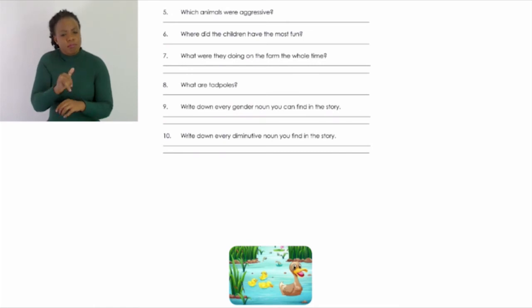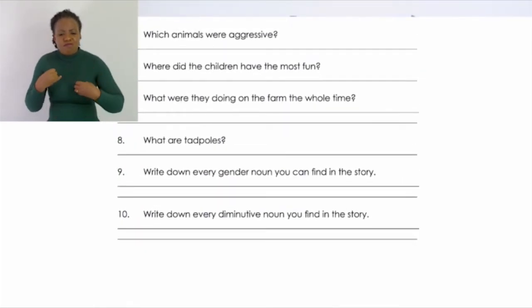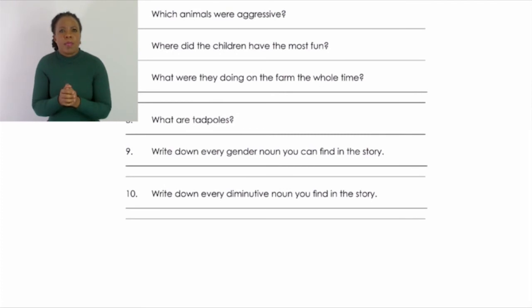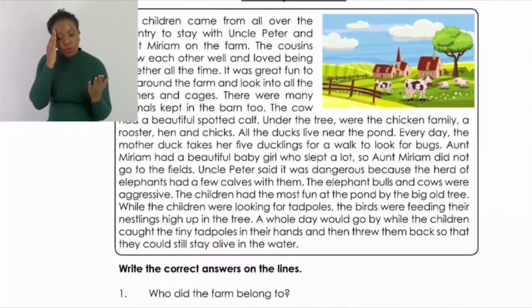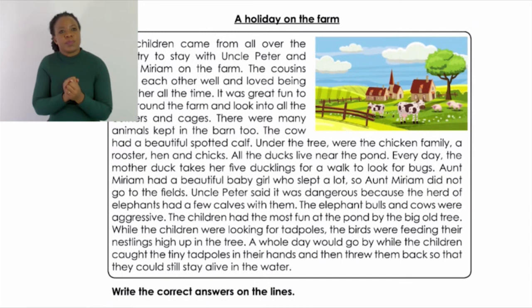Where did the children have the most fun? What were they doing on the farm the whole time? What are tadpoles? Write down every gender noun you can find in the story. Write down every diminutive noun you find in the story. Now you know what you have to spot or to look for when you are reading your comprehension. So now I will go on to read my comprehension.